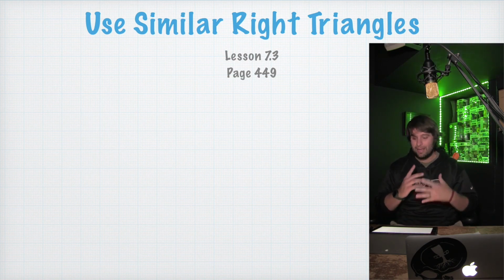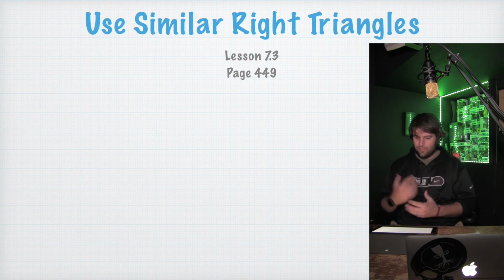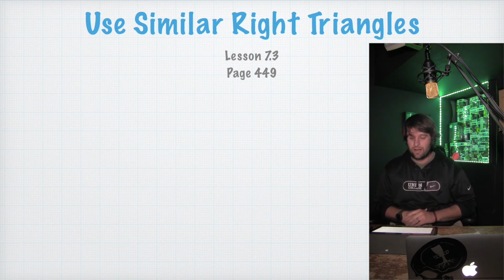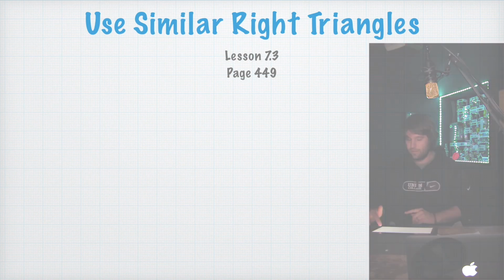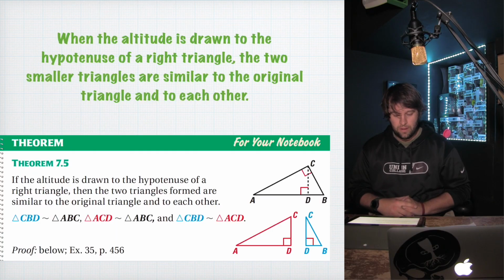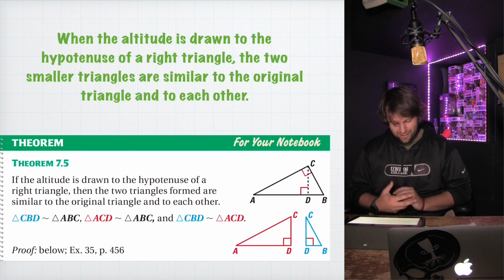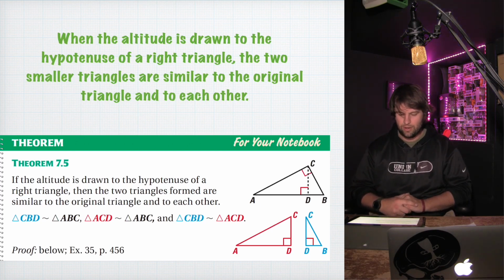Amen. All right, guys. So today we're going to be covering lesson 7.3, and we're going to be learning how to use similar right triangles. This is page 449 if you're following along in a book. When the altitude is drawn to the hypotenuse of a right triangle, the two smaller triangles are similar to the original triangle and to each other. That's theorem 7.5. If an altitude is drawn to the hypotenuse of a right triangle, then the two triangles formed are similar to the original triangle and to each other.